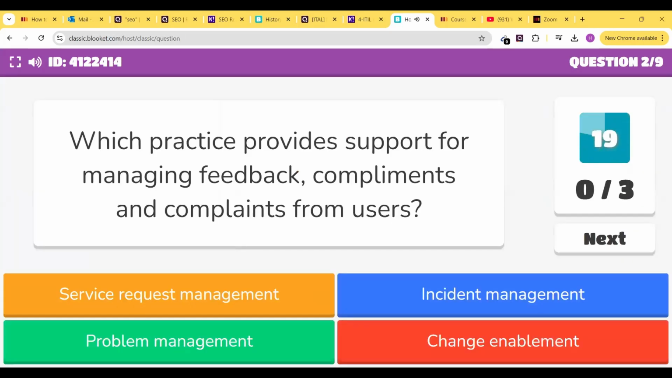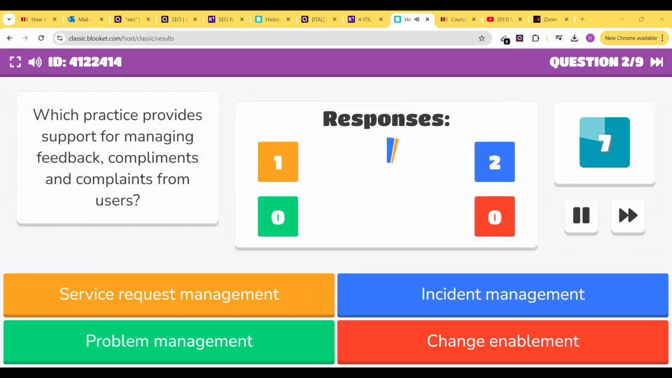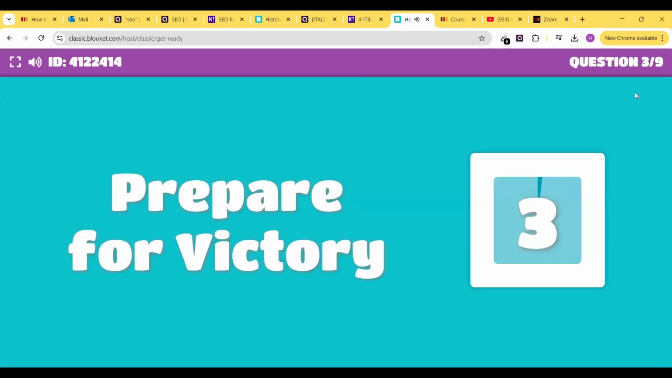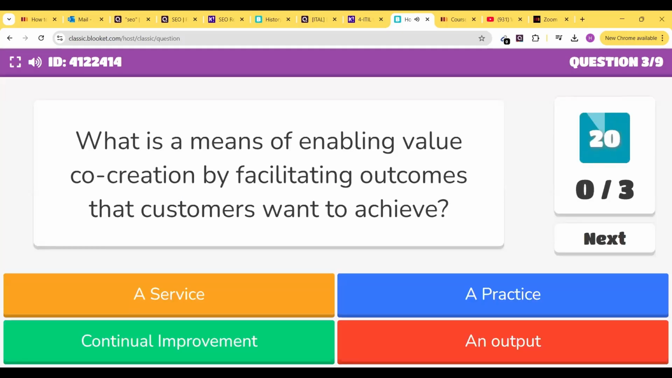Which practice provides support for managing feedback, compliments, and complaints from users? So it is service request management. Well done. Hold on, Anthony. Good try, Imran. So, what is a means of enabling value co-creation by facilitating outcomes that customers want to achieve?